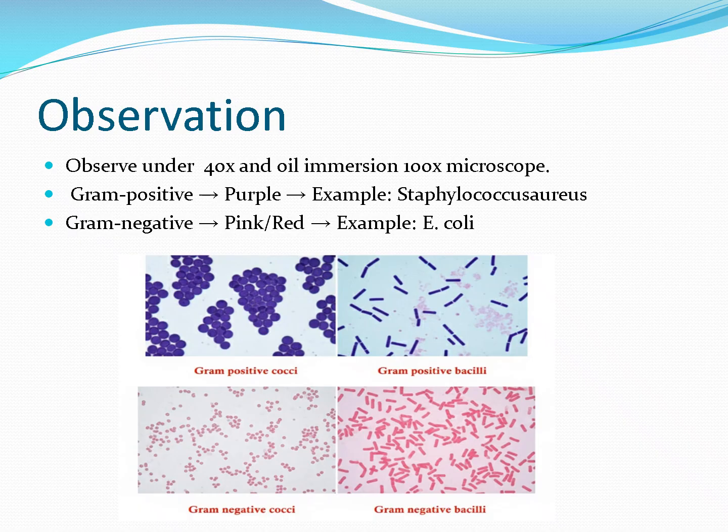Observe under 40x and oil immersion under the microscope. Gram-positive result is purple, for example Staphylococcus aureus. Gram-negative is pink or red in color, for example E. coli. This is gram-positive cocci. This is gram-positive bacilli. This is gram-negative cocci. This is gram-negative bacilli.